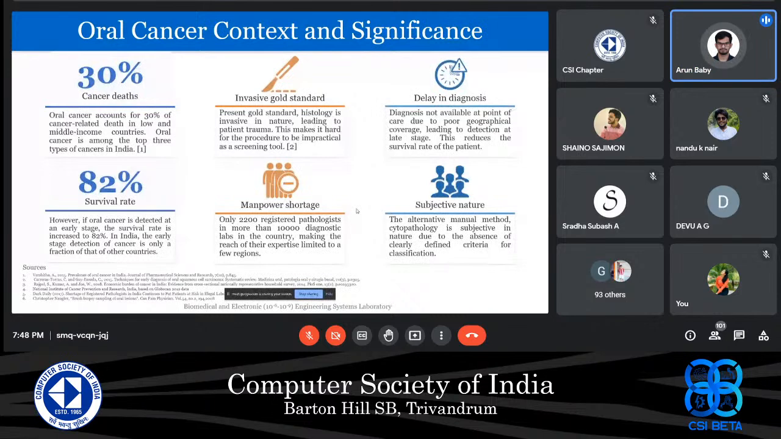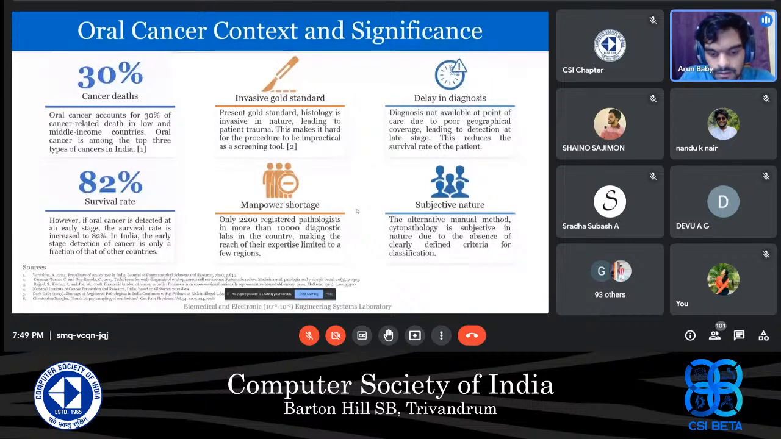Other problems include manpower shortage. For a country with 1 billion people, we don't have enough pathologists and diagnostic labs where people can perform these tests. The pathologist is the person who has to diagnose the disease, so the shortage of pathologists means that a lot of people have to wait a long time to get diagnosed.